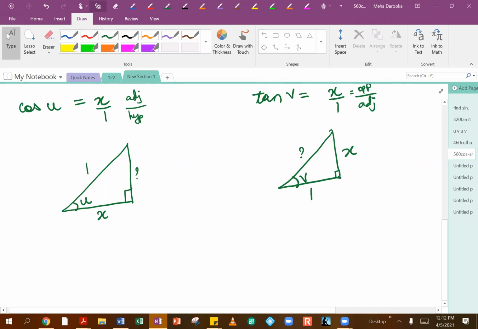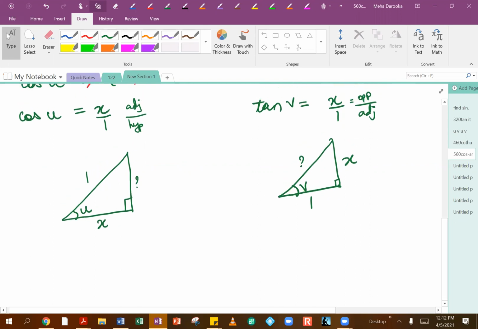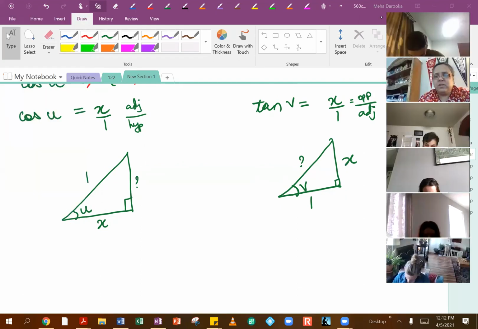So now you can go ahead and find the missing side on both the triangles. Let's see what you guys come up with for the angle u missing side. So let's do the first triangle for angle u. And what will our opposite side for angle u look like?